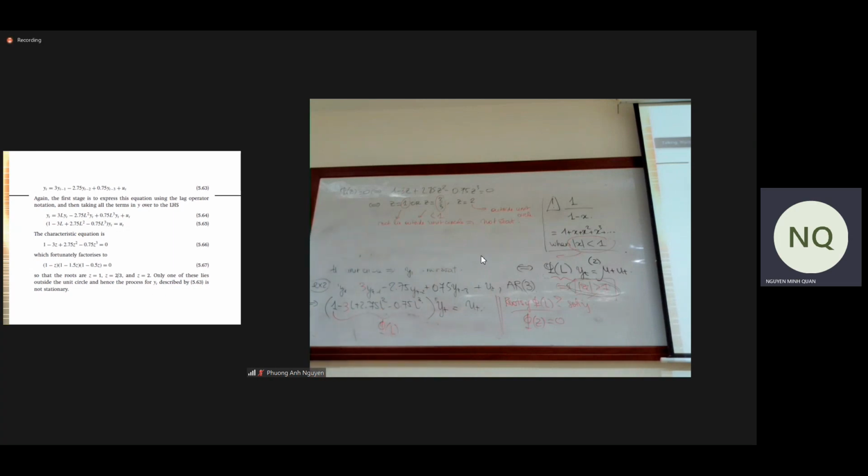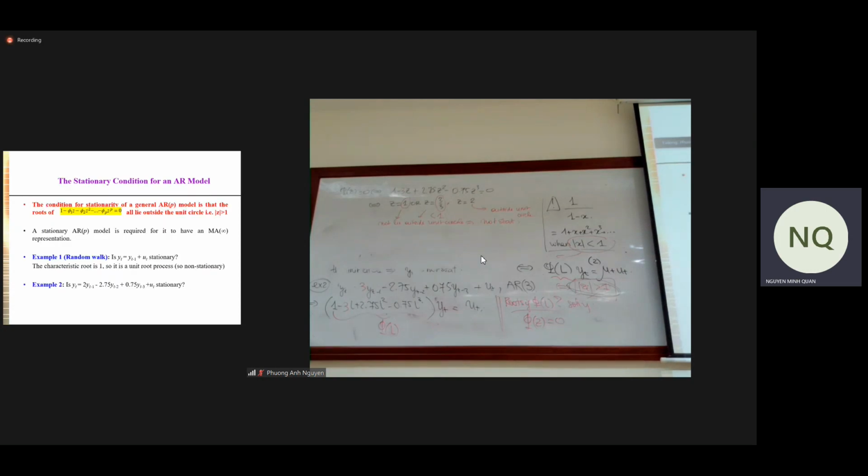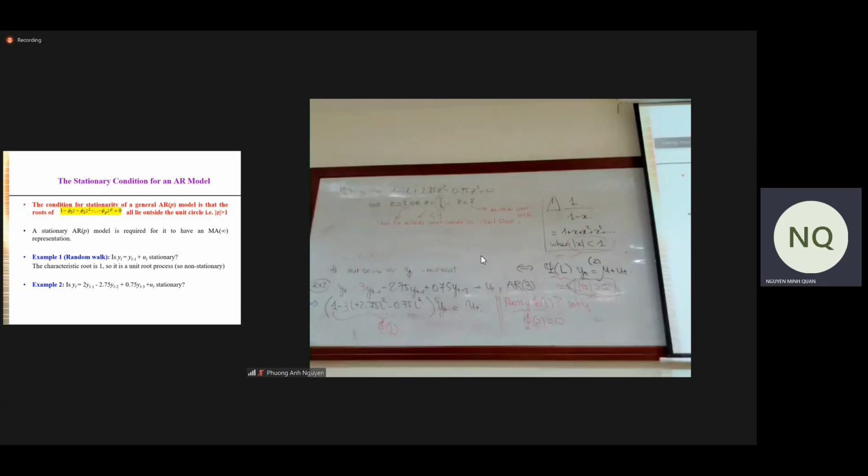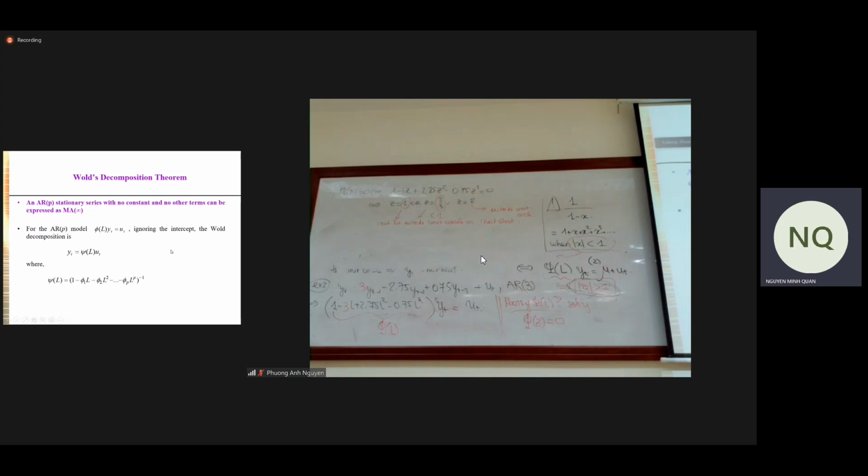So the rule is that for the series to be stationary, we need all the roots to stay outside the unit circle. In case you have even one of them which doesn't lie outside the unit circle, then the series is not stationary. So it's enough to find one which is not bigger than 1 in absolute value, because for a complex number it is the modulus.